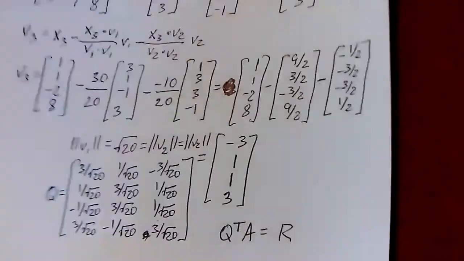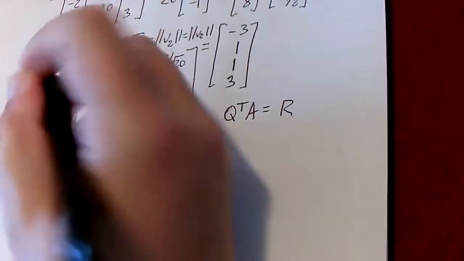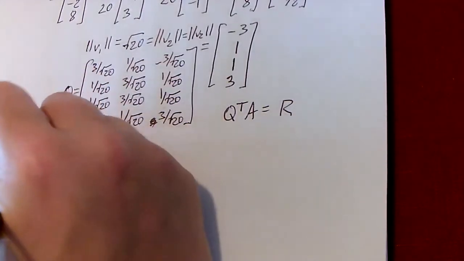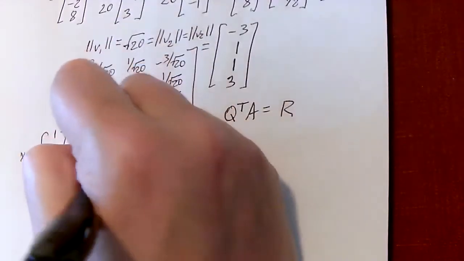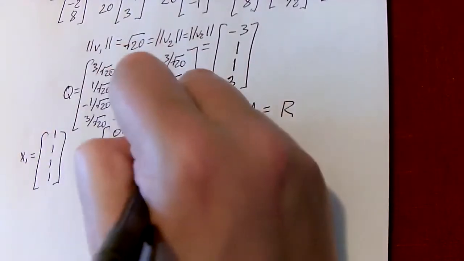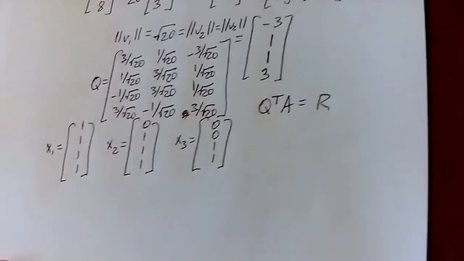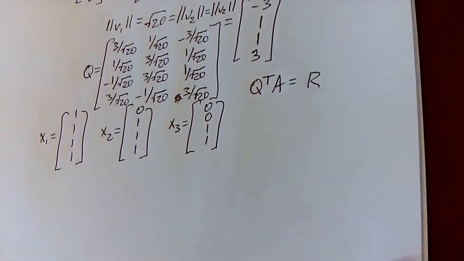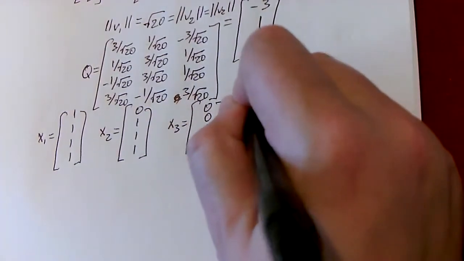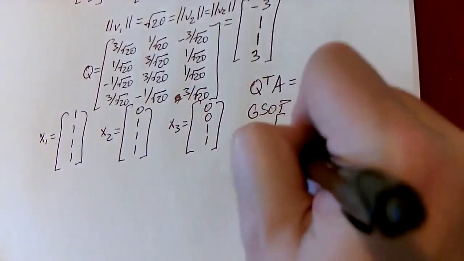All right, so next example here. So I'm going to have x1 equal to 1, 1, 1, 1. x2 is going to be 0, 1, 1, 1. And x3 is going to be 0, 0, 1, 1. These vectors are clearly independent, but they are not orthogonal. So I want to make them orthogonal. Okay, so as always, we're going to use the Gram-Schmidt process. And the first vector, we're just going to keep 1, 1, 1, 1.